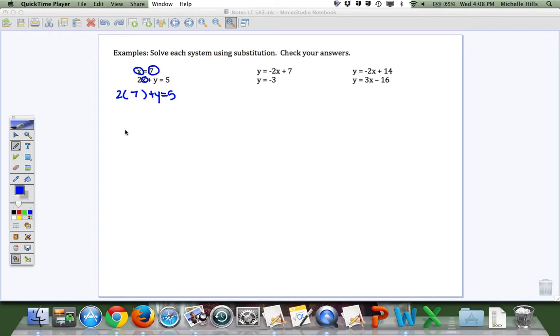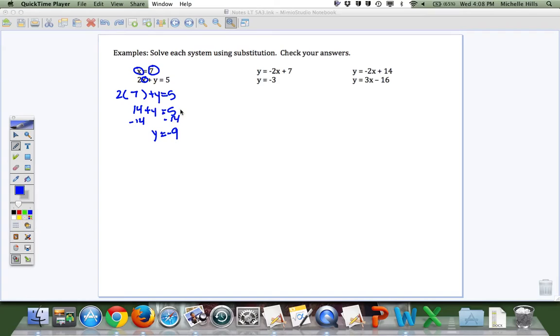And again, if you need to pause this video to catch up on copying things, if you need to rewind and listen to something again, please feel free to do that. At this point, now I'm just going to solve my equation for y. So 14 plus y equals 5. I would subtract 14 from both sides of the equation and get y equals negative 9.